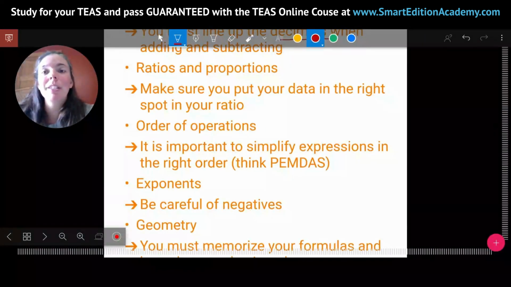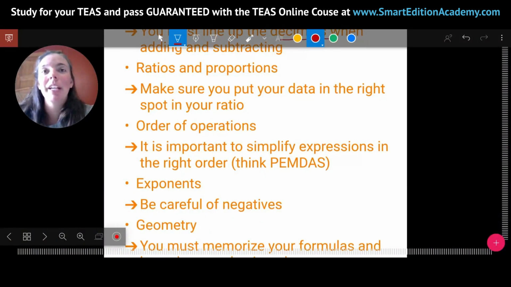So a ratio is essentially just comparing two things. For example, if I had 2 dogs and 3 cats, the ratio of dogs to cats would be 2 to 3. Okay. If I switch that and wrote 3 to 2, that would be a completely different ratio. So we have to make sure things are put in the right order.